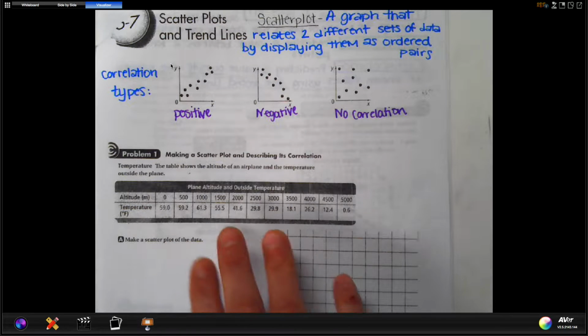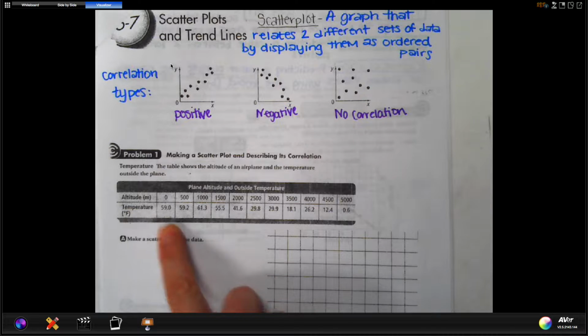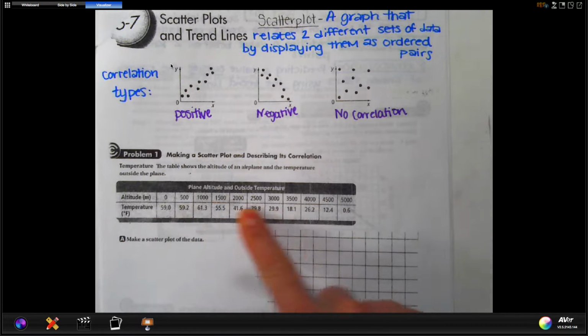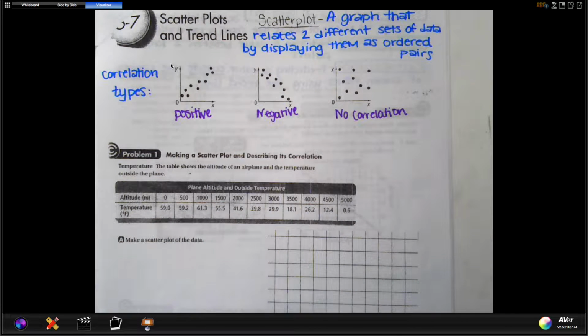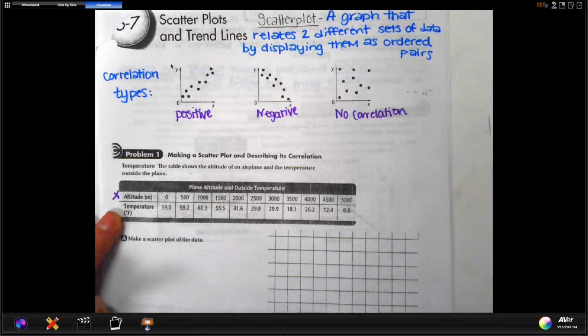Okay, so what we're going to do is start, and this is going to take some time because we have to graph all this data. So the most important parts in making your graph, number one, you need to label your independent and dependent variables. The independent is always going to be on your x-axis. So down here is going to be our altitude. And that's measured in meters.